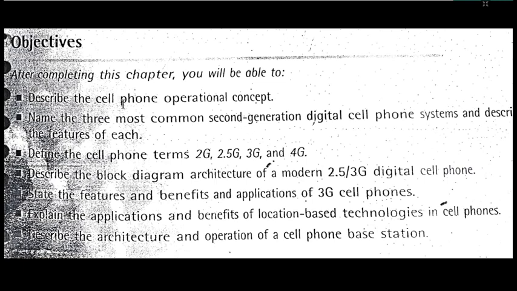the operational part of a cell phone, and the names of the three most common second generation digital cell phone systems. Once the cell phone appeared, we had the following generations, 2G and 2.5G. It was a very small intermediate phase when it came to the market. 2G and 3G are well known, but in between there was, for a month or two, a generation called 2.5G.